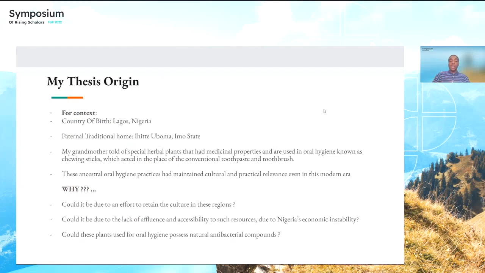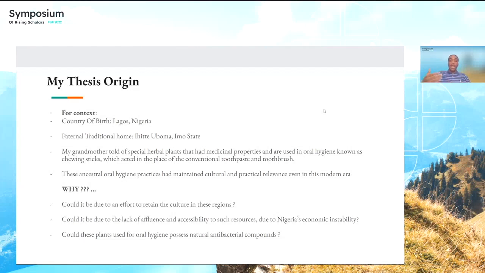Growing up in the city, I never used these chewing sticks. I was only told about it by my grandmother, who grew up in the traditional regions in Nigeria. And so I was really interested in such ancestral practices being relevant even in modern times, despite the discoveries made in modern day dentistry. It made me wonder if these practices were maintained because of trying to retain the culture, or because of the economic instability of Nigeria, or could there actually be natural antibacterial compounds in these chewing sticks?